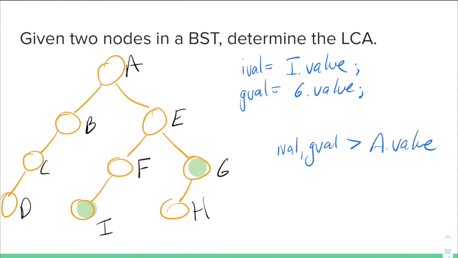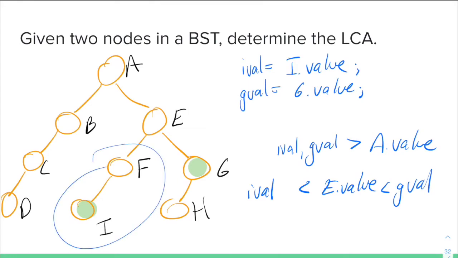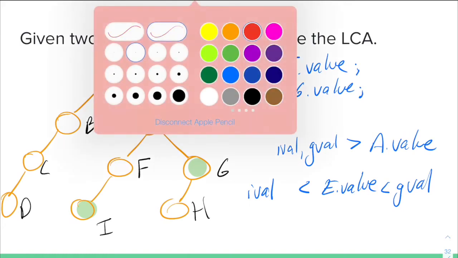Now we do the same thing for E. We look at E.value. Well, we see gval is bigger than E.value, which is true because G is a right descendant of E. But we see ival is less than E.value because I is a left descendant of E. And so we know at this point they've split. I is in one subtree and G is in another subtree. And this is the lowest point at which they would split. So we can say that E must be our LCA.